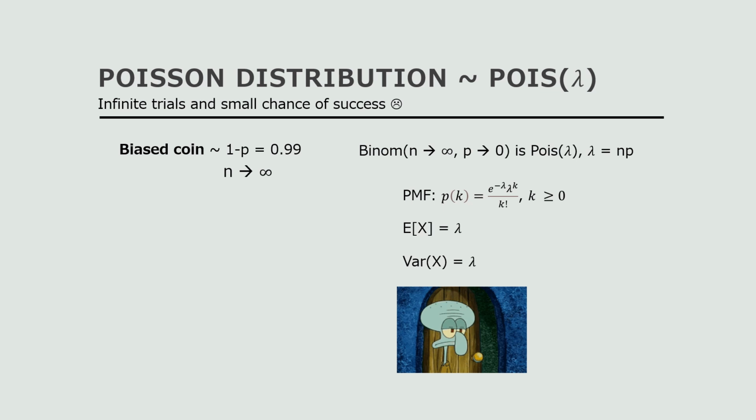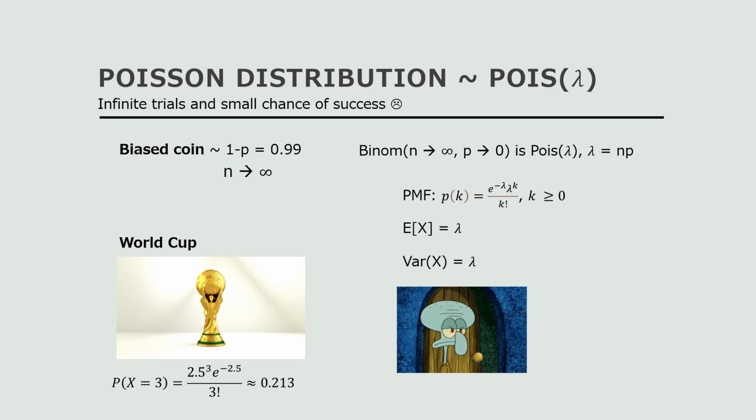Let's say, for example, you're calculating the probability that a team scores 3 goals in a World Cup game when the average is 2.5 goals per game. You can use this Poisson distribution to find the exact probability. Now you know which team to bet on.